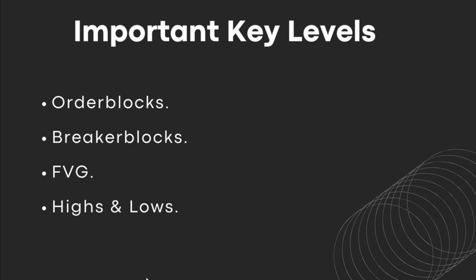Now, if I had to only choose two key levels for my trading, then I'd choose order blocks, highs and lows. These are the only key levels I use most of the time in my trade ideas. I barely use breakers or FVGs. Most of my trade ideas are based around either order blocks, highs or lows.